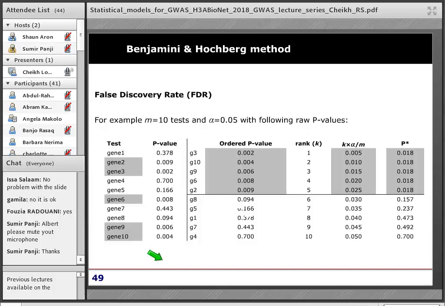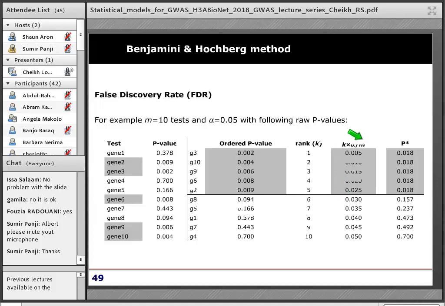Once you run your association analysis, you have these 10 p-values, in the first two columns. From gene 1 to gene 10, you have this list of p-values. First of all, you have to rank them from the lowest to the highest. So gene 3 will be the first one, then gene 10, gene 9, gene 6, 2, 8, 5, 1, 7, and 4. This is the ranking, the third column, the ranking of the genes depending on the p-value, from the lowest p-value to the highest p-value.